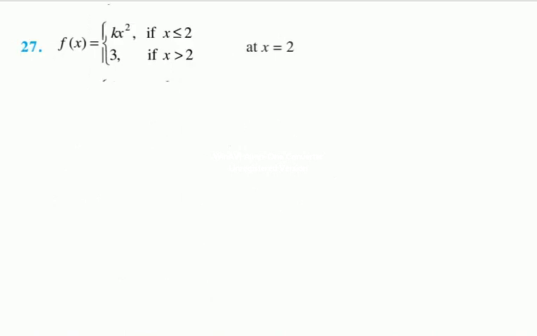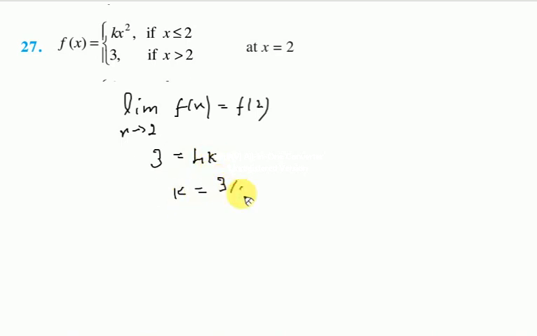So in the same manner, I will solve one more. Here this function is continuous at x equals 2. Therefore, I will choose limit of f of x as x tends to 2 equals f of 2. Limit of f of x as x tends to 2 means I will apply x tends to 2 plus also. Therefore, this value may be 3, equal to, what is f of 2? f of 2 will be 2 square into k, which is equal to 4k. Therefore k equals 3 by 4.